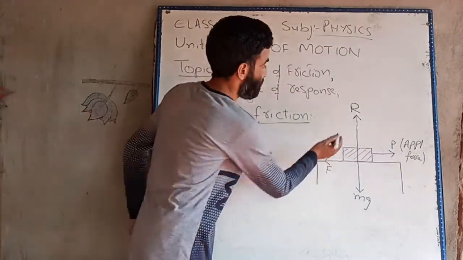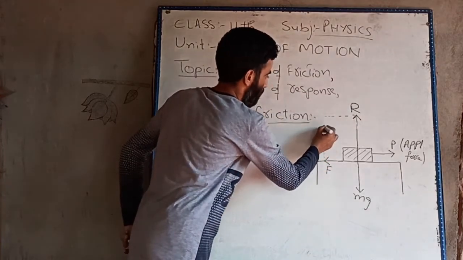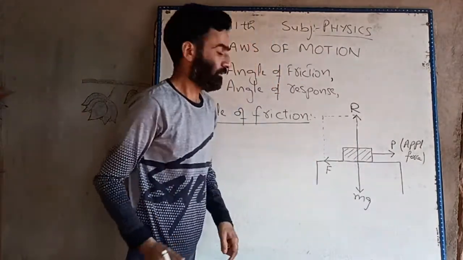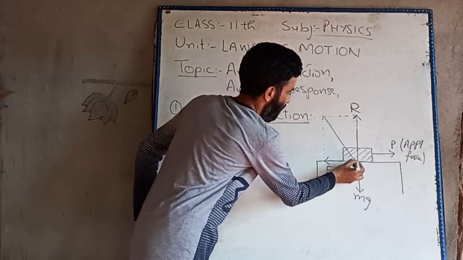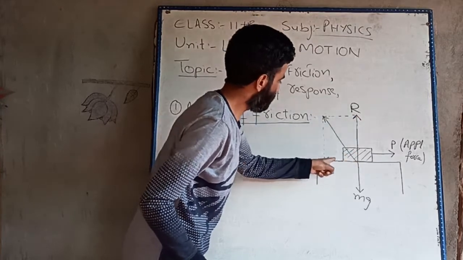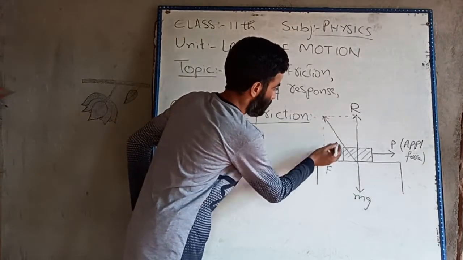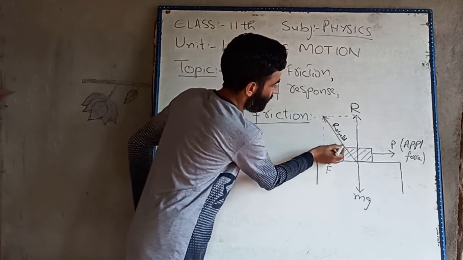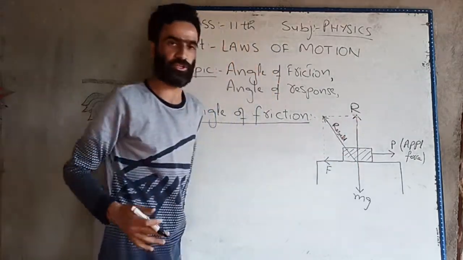How can we get it? Let us draw this parallelogram of these two. Then draw the diagonal of it. This diagonal of the parallelogram is the resultant of these two. So this diagonal is the resultant of the force of friction and the force of normal reaction.